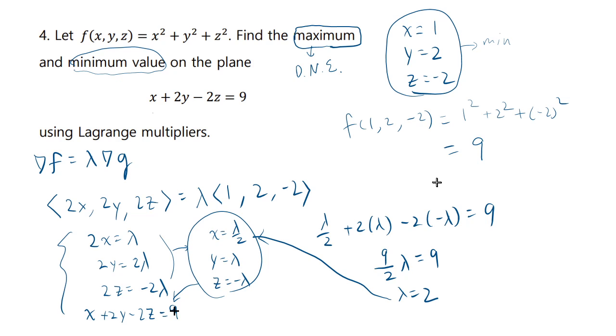All right. So the answer, I should say, I'll just write answer in red. So the answer is max does not exist. Min, it's 9, and this happens at 1, 2, negative 2, which is not really needed because it wasn't asking for it, but sometimes it's good to know where it actually happens.